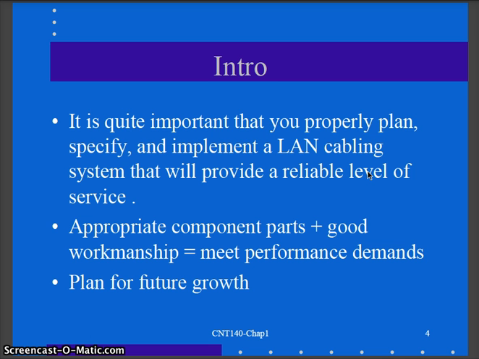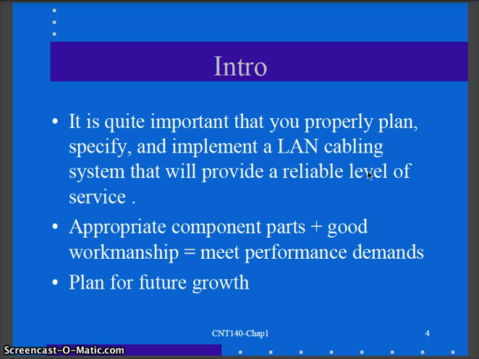Absolutely. As we go this semester, we're going to slowly build up a project where we design a physical structure for a network: the appropriate component parts for our network, plus good installing of that, good workmanship. Again, we're going to pick up components all semester for our project, and then we're going to be doing labs all semester where we are showing the proper way to install this.